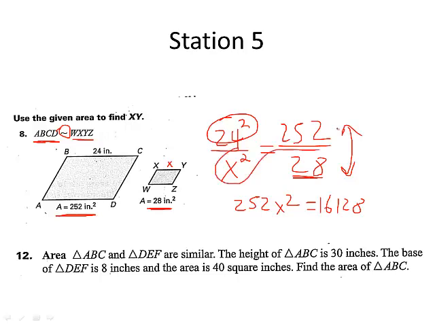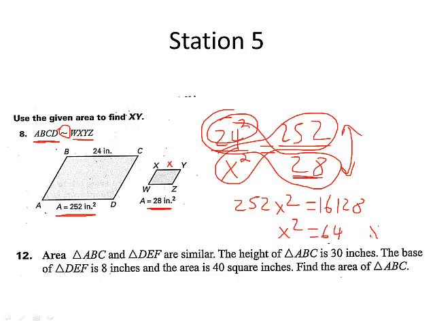So all I'm doing again is cross multiplying. So when you do this, you get x squared equals 64. Take the square root of both sides to get x is equal to 8. Now if you just put x equals 8, I would probably take off a point. And why would I take off a point? Because you forgot your units. Please make sure you put your units.